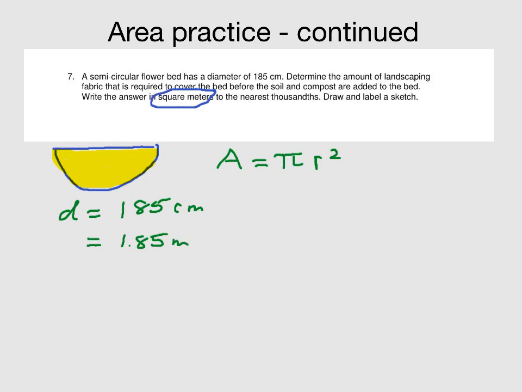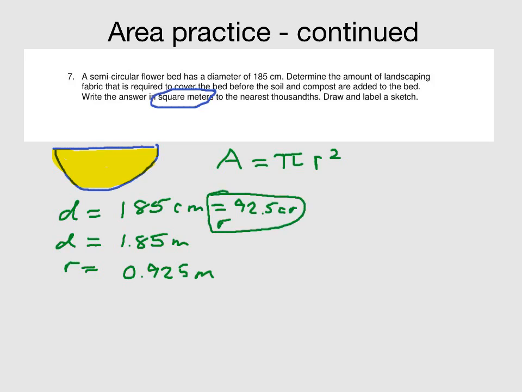But I want the radius. So the radius is going to equal half of that. So 1.85 meters divided by 2 is going to give you 0.925 meters, or half of 185 is 92.5 centimeters for the radius, if that's your diameter. Long story short, we're required to take the answer to meters. This is what we're going to use, the radius in meters first.